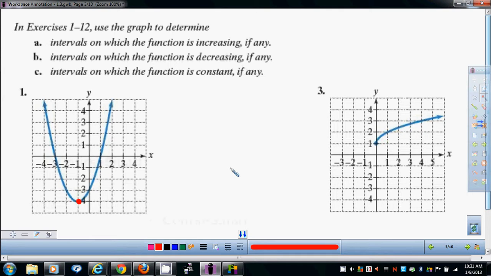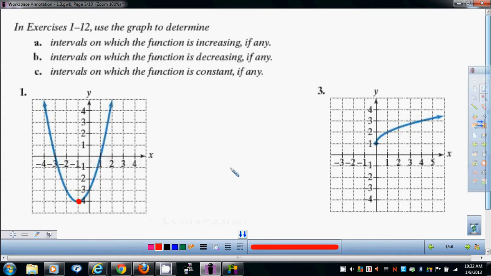Where is it decreasing? Where does it look like it's going downhill? Remember, you look at these functions left to right. So even though both the arrows are pointing up, you read it like you do a book, left to right. So where does somebody think it's decreasing? Negative infinity all the way up until you get to -1. Very good.